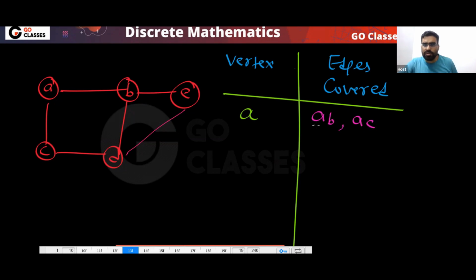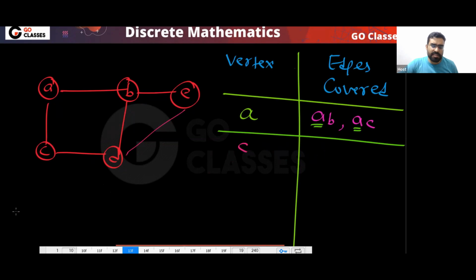You can clearly see that A is covering these edges. So edges AB and AC will be covered. Okay, what are the edges covered by C? C will cover this edge. Remember, AC and CA are the same, yes or no?